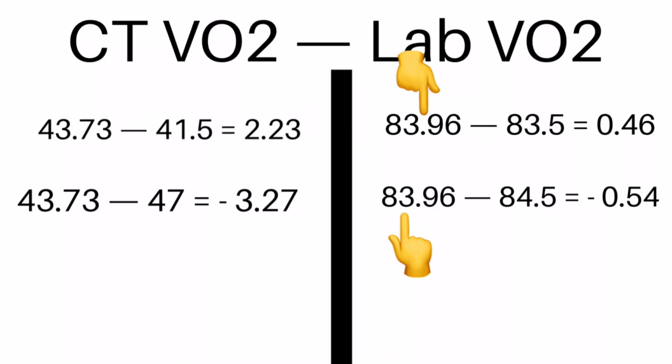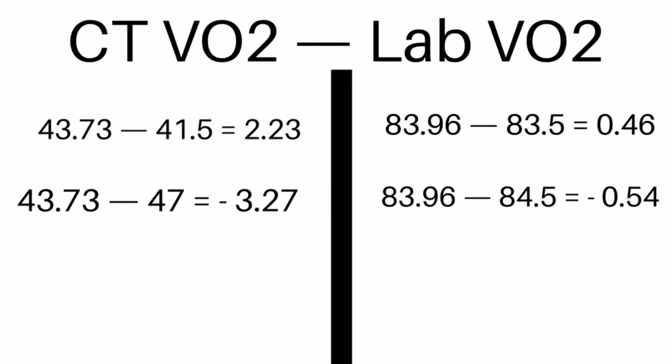So on the other side, let's say, for example, from the Cooper test back when you got 83.96 as your predicted VO2 max. Let's say that your actual VO2 max was 83.5. You would take your predicted VO2 max, 83.96, minus 83.5, and here it comes out to 0.46.